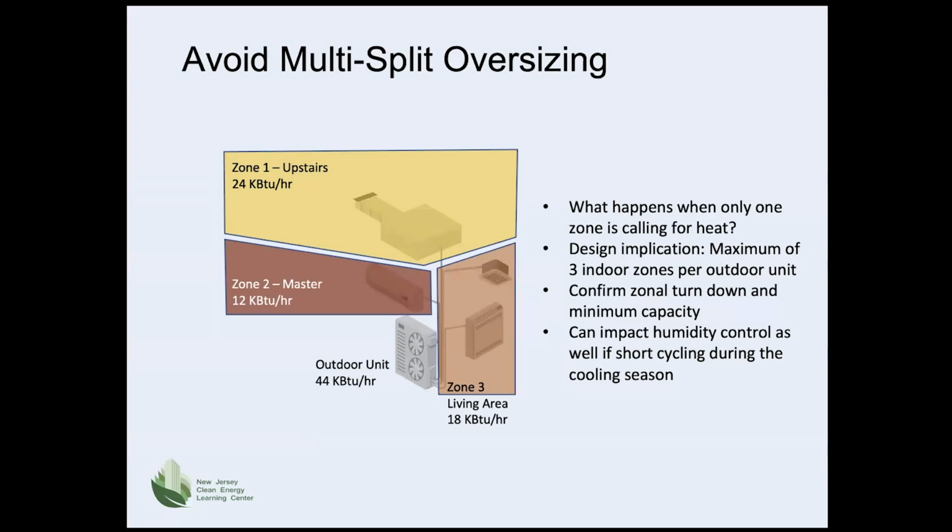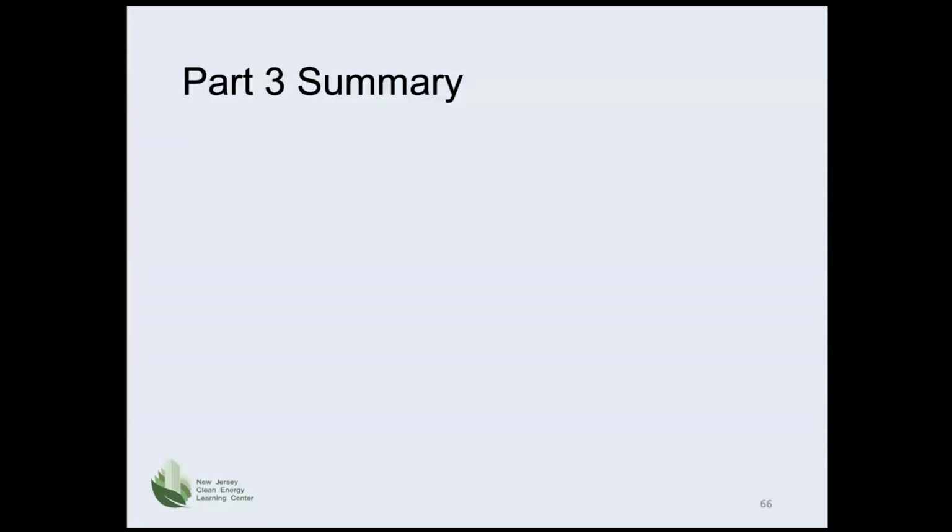And what happens when one zone is calling for heat and another isn't? Well, in these cases, first of all, we mentioned the fact that you shouldn't really have more than 3 heads for one outdoor unit. That makes it much more difficult for the unit to match the load in any particular zone. It can impact humidity if it short cycles, and that can cause a problem. And also, you want to confirm what the turn down rate is going to be in a particular zone.